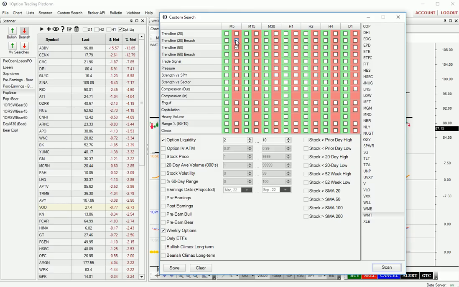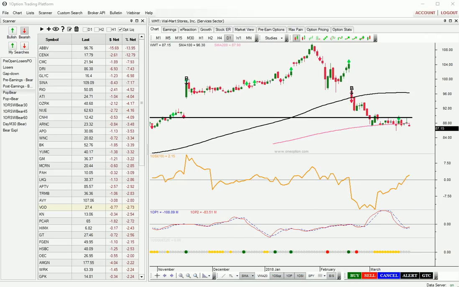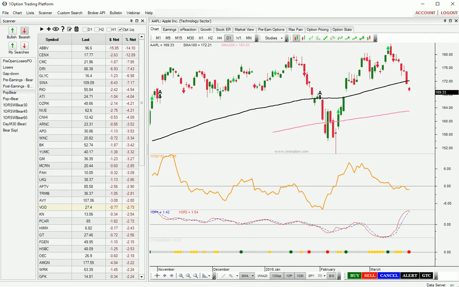So let me make sure I don't have any other boxes marked, and let's see what we've got. So this will allow us to join that downward pressure. Remember how I was saying I'd like to short a stock on a bounce? Well, let's take a look at what we've got. Oh yeah, breakdown below that, filling in the gap. Oh yeah.